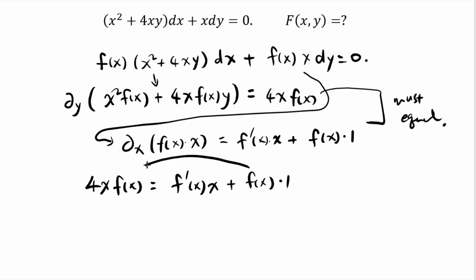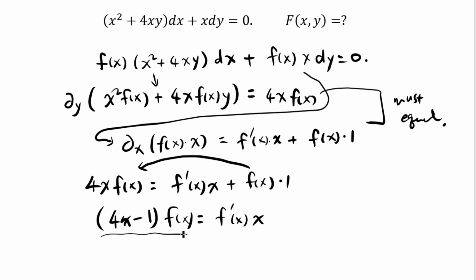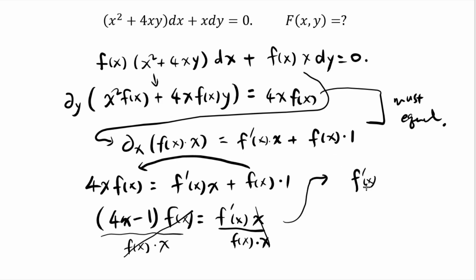Now I can move this to the other side and make it 4x minus 1 times f(x) equals f prime of x. And from here I can divide both sides by f(x) and also by x, and you get rid of f(x) completely on the left side and x is gone, and if you look at the resulting equation, you have f prime of x over f of x equals 4x minus 1 over x.